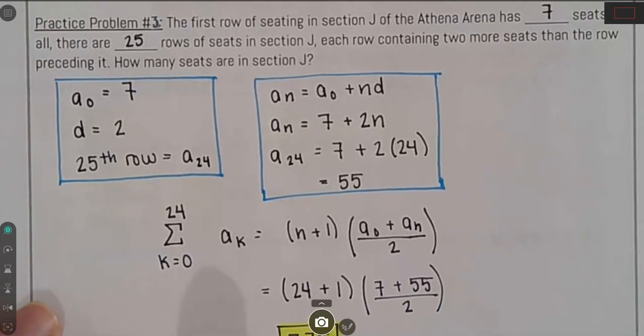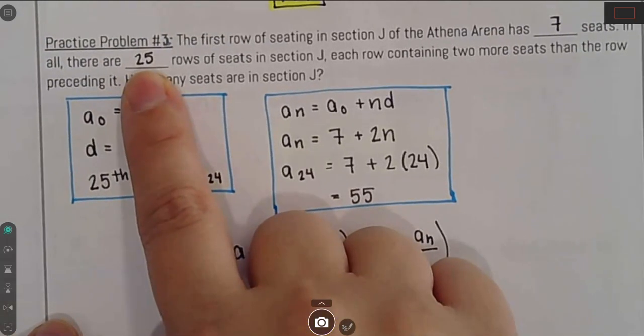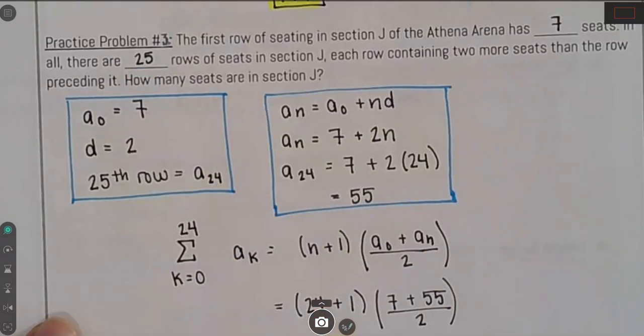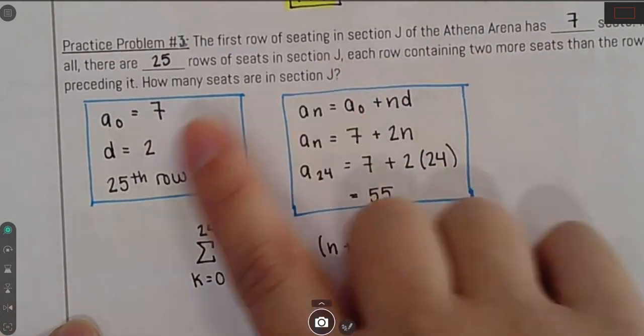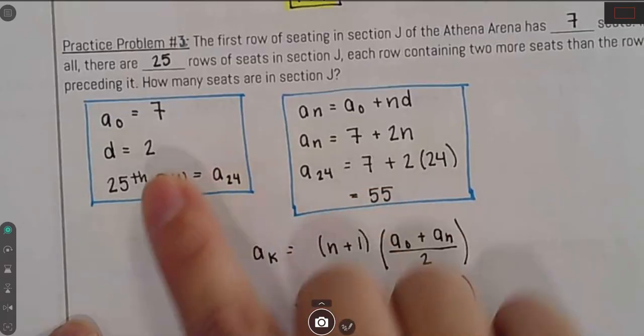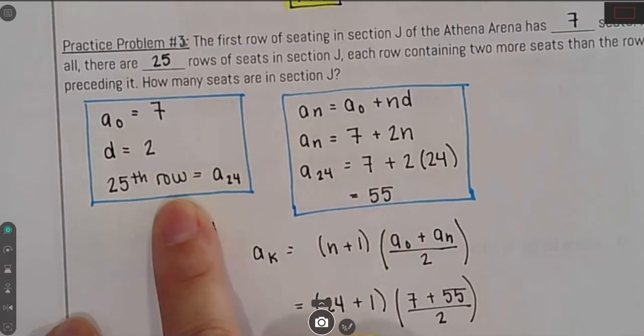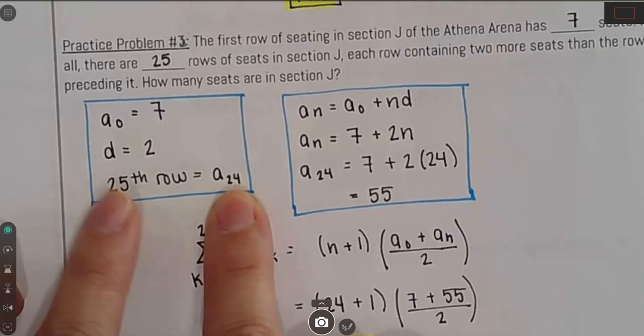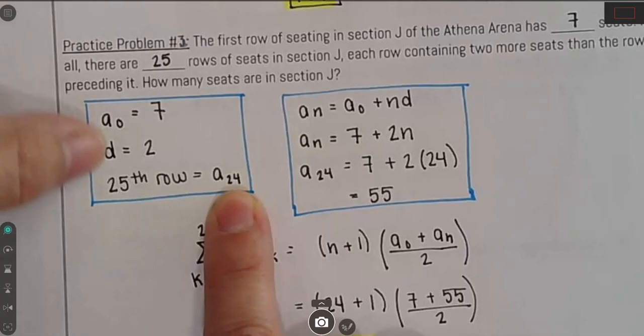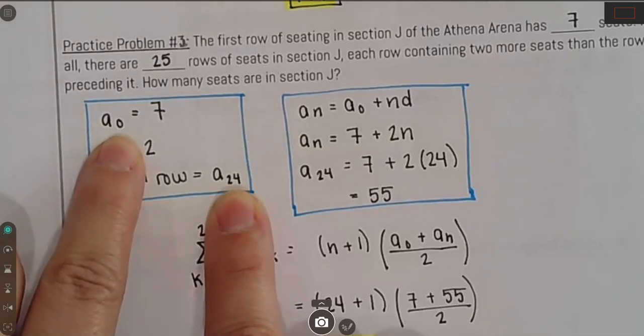The only difference is they're telling us how many rows of seats there are, but they're not telling us how many are in the top section. So we're given the initial value is 7. We're given the common difference, that's 2, and we know that the 25th row would be a sub 24, but we don't know what that is. Notice it's 24 and not 25 because the first row is 0. So the 25th row would be 1 less than 25.